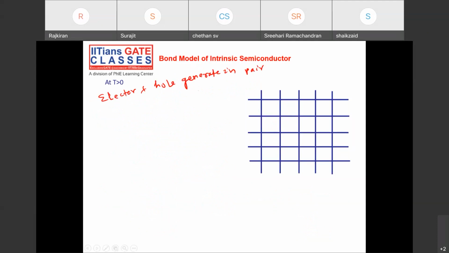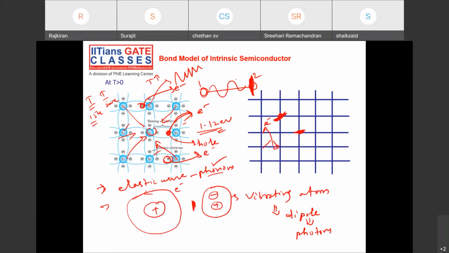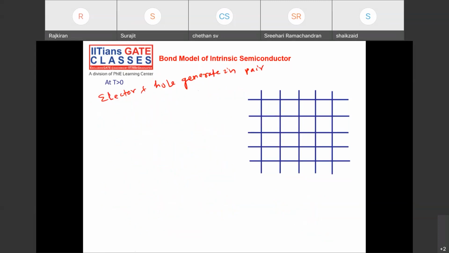Right? Is the statement clear to all of you? See, whenever a bond is broken, the electron is moving away, leaving behind an empty space. That is called a hole. So in an intrinsic semiconductor, at t greater than 0, the electron and hole are always generated in pairs. Is it clear to all of you? Clear, sir.